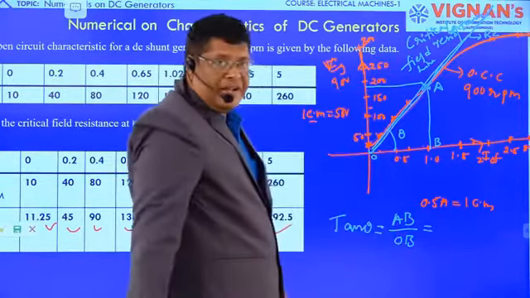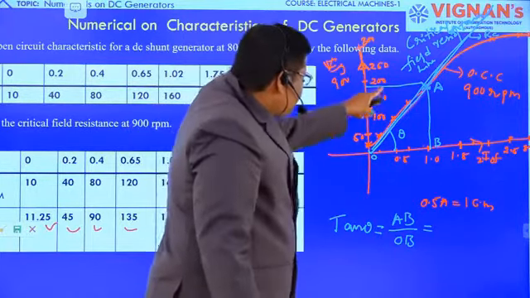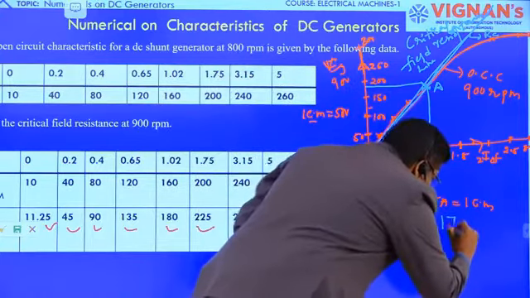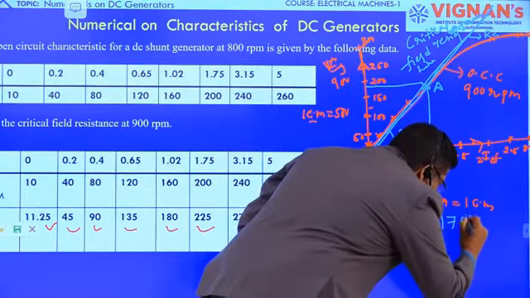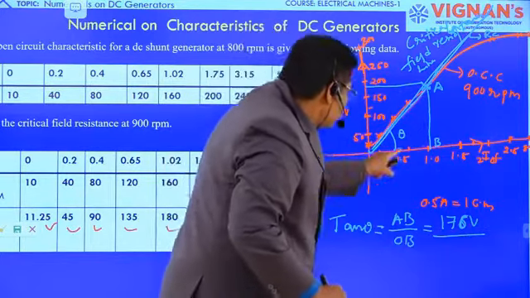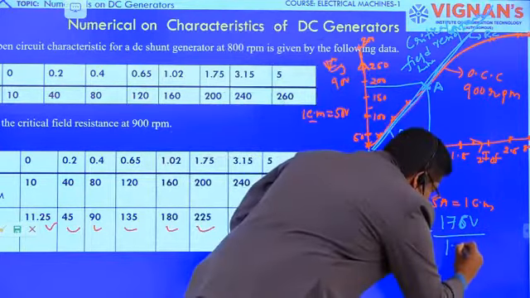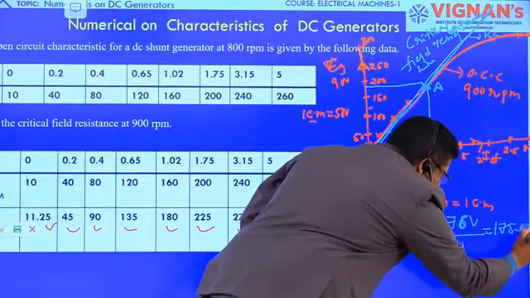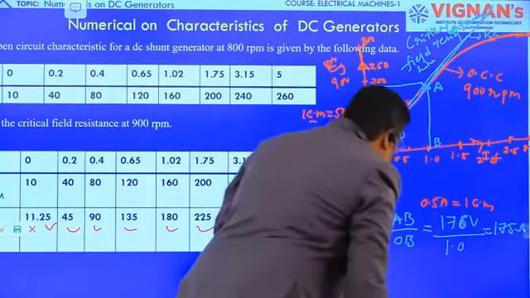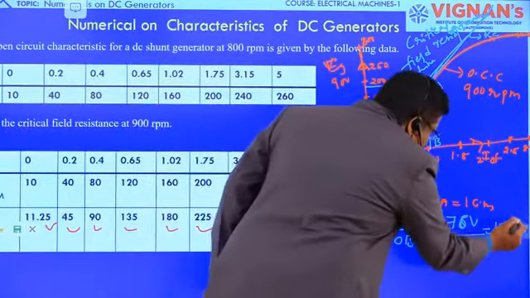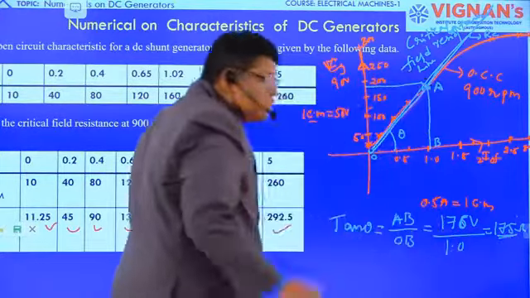AB by OB. See here, we are getting almost 175 volts, divided by this current of 1 ampere, which is 175 ohms. This is the critical field resistance of the generator. In this manner you have to calculate.